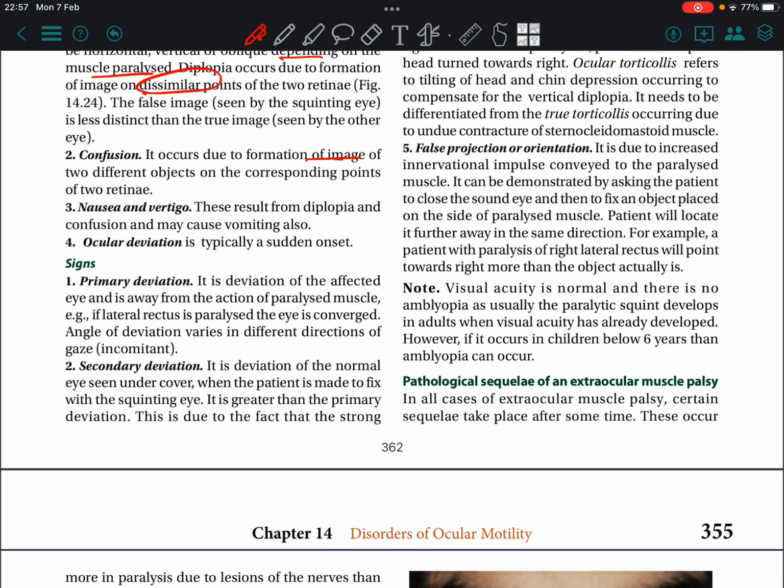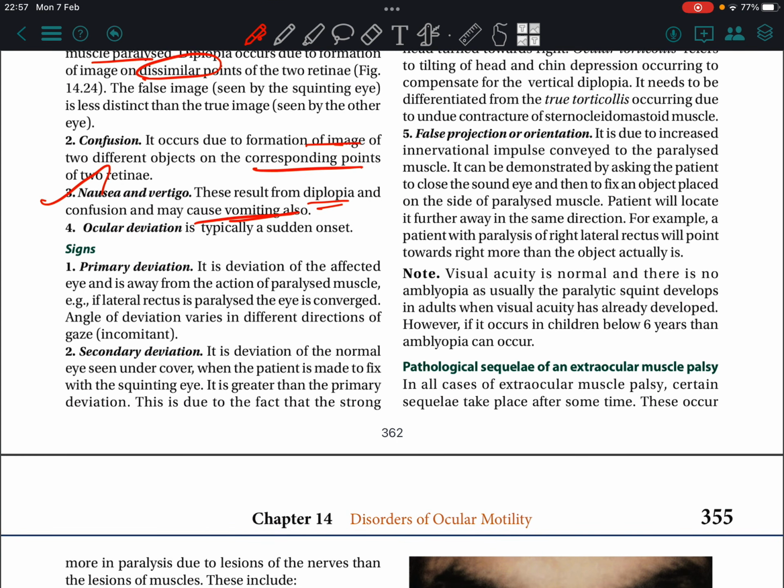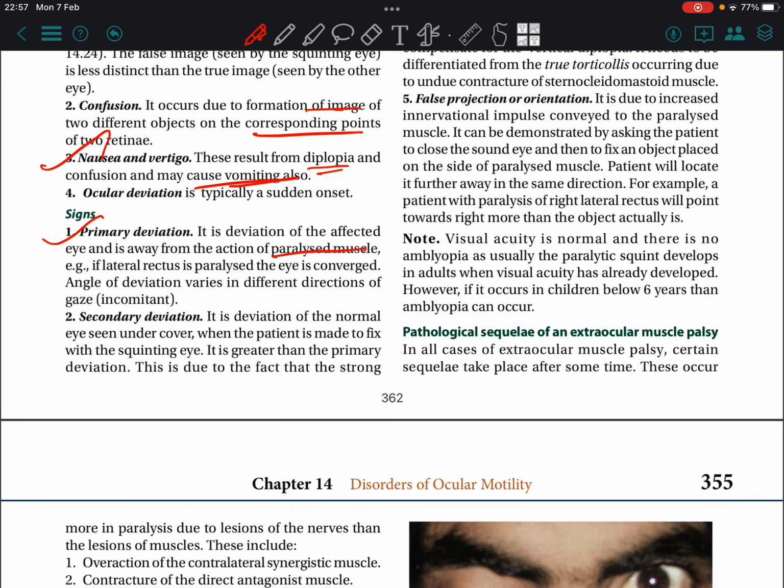Confusion: it occurs due to formation of images of two different objects on corresponding points of the two retinae. Nausea and vertigo. These result from diplopia and confusion, which may cause vomiting also. Ocular deviation is typically of sudden onset. Signs: primary deviation of the affected eye is away from the action of the paralyzed muscle. Example, if the lateral rectus is paralyzed, the eye is converged and the angle of deviation varies in different directions of gaze.